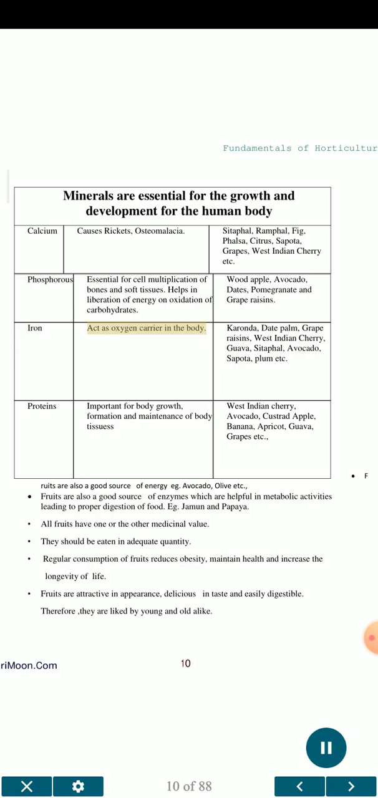Iron acts as an oxygen carrier in the body. Sources: karonda, date palm, grape raisins, West Indian cherry, guava, sitaphal, avocado, sapota, plum, etc. Proteins are important for body growth, formation and maintenance of body tissues. Sources: West Indian cherry, avocado, custard apple, banana, apricot, guava, grapes, etc.